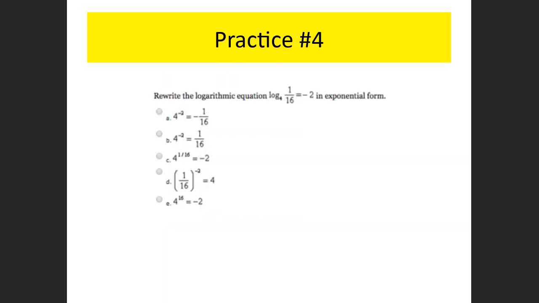Rewrite the logarithmic equation log base 4 of 1 over 16 equals -2 in exponential form. Well, a logarithm is an exponent, so that's going to be 4 to the -2nd is equal to 1 over 16. Letter B.